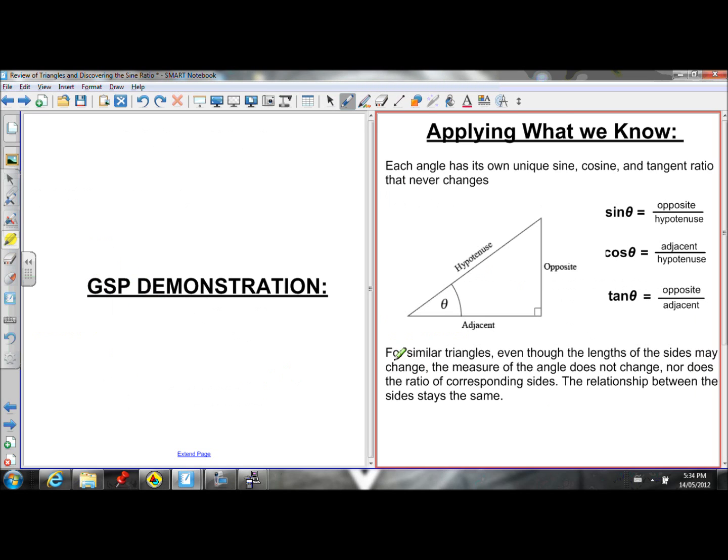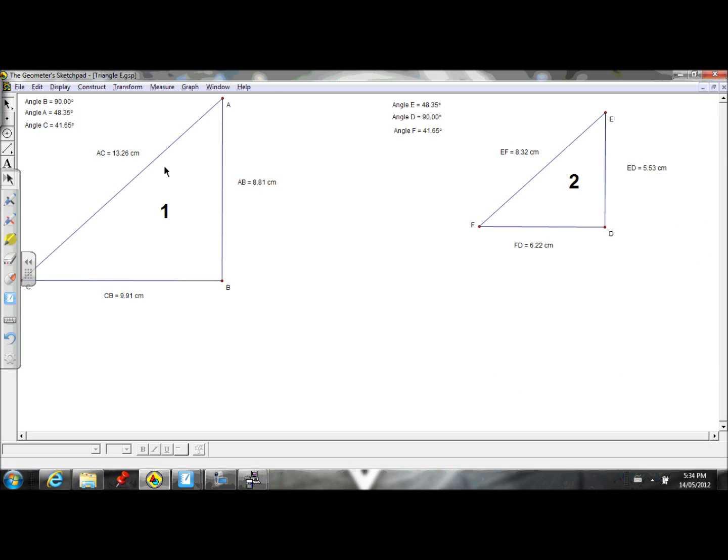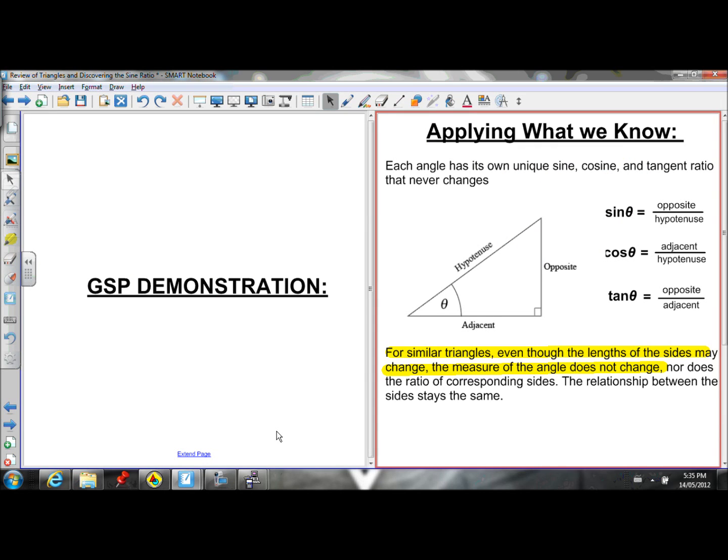And what we've discovered, for similar triangles, let's just look at this bottom part first right now, is that even though the lengths of the sides may change, the measures of the angles do not change. So these triangles that we looked at were similar. Even though the lengths of the sides were different, we know they're similar because they have equivalent angles. The angles are exactly the same. And we discovered that the ratio of the corresponding sides doesn't change. So the relationship stays the same.